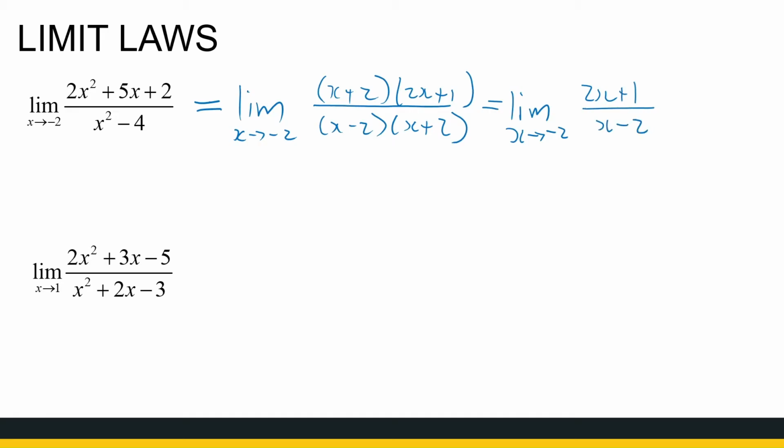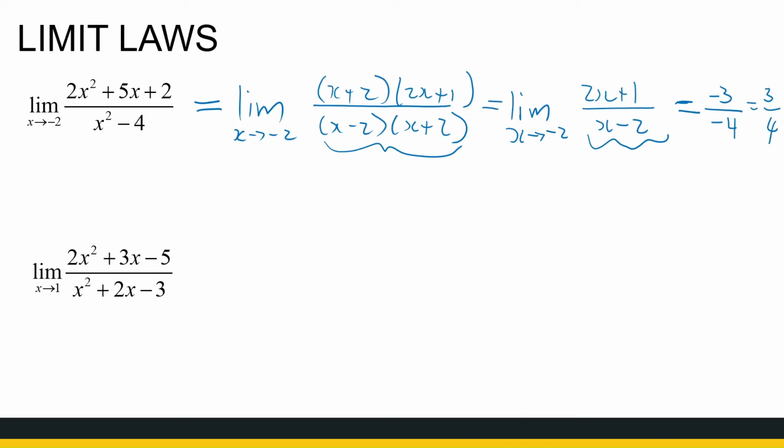Now take note, these two functions are not equal because the first function is not defined at x equal to -2 where the second function is. But around -2, they behave the same way. Now I've got this limit in a form where I can substitute in. So if I substitute in x equal to -2, then we've got our limit value. So if x is equal to -2, I've got -4 plus 1 is -3, -2 minus 2 is -4, so I've got 3 over 4.